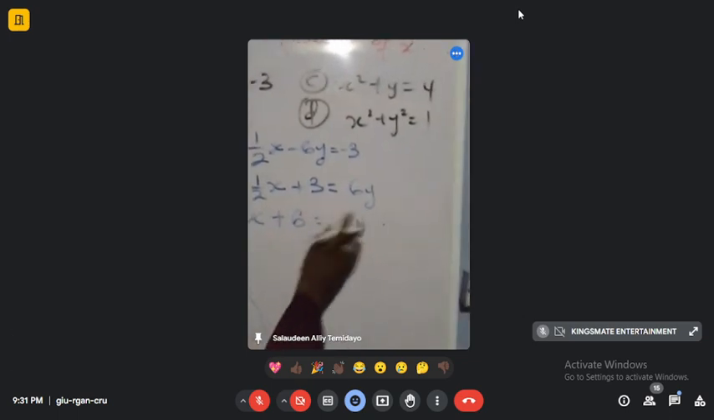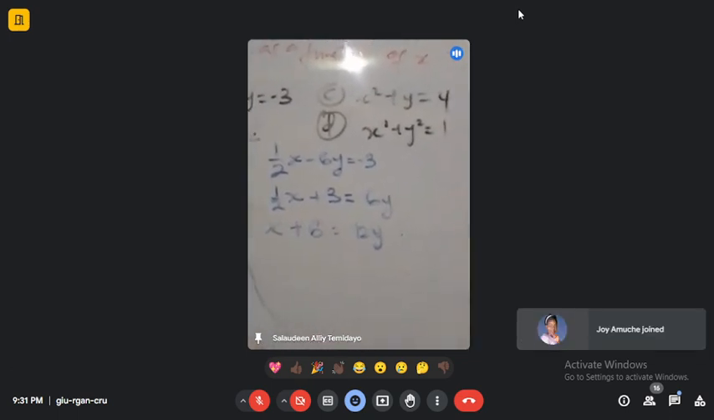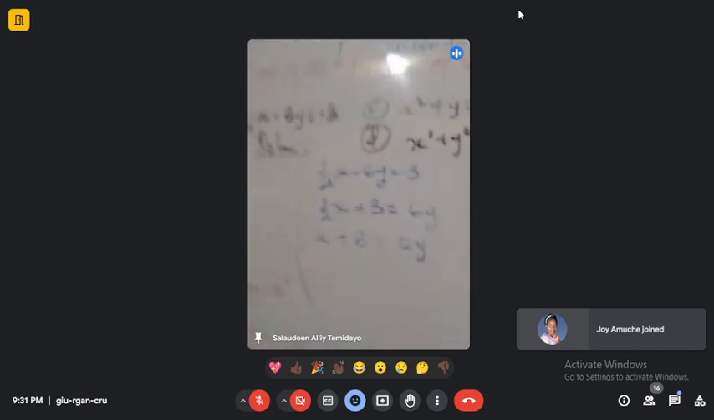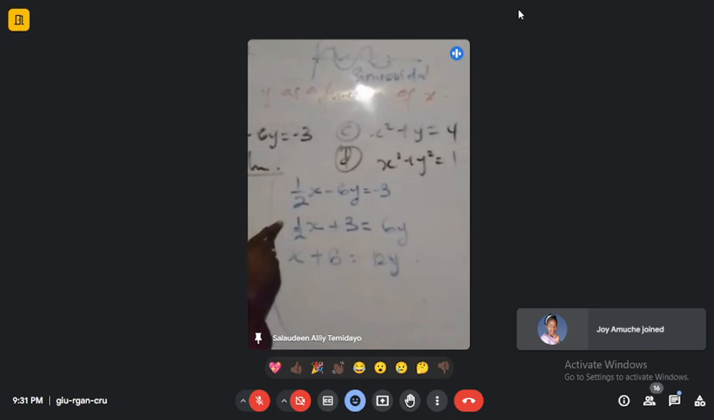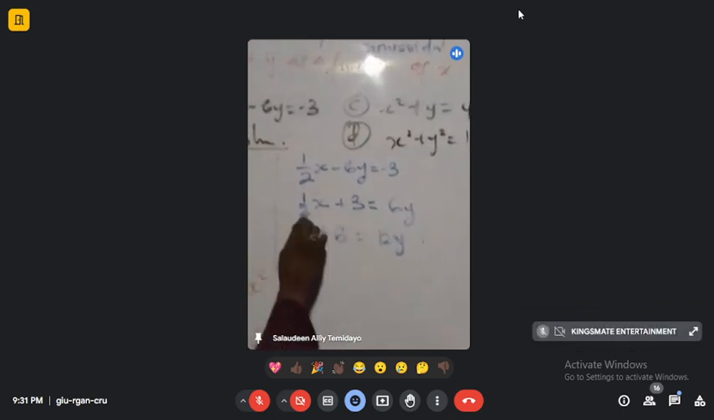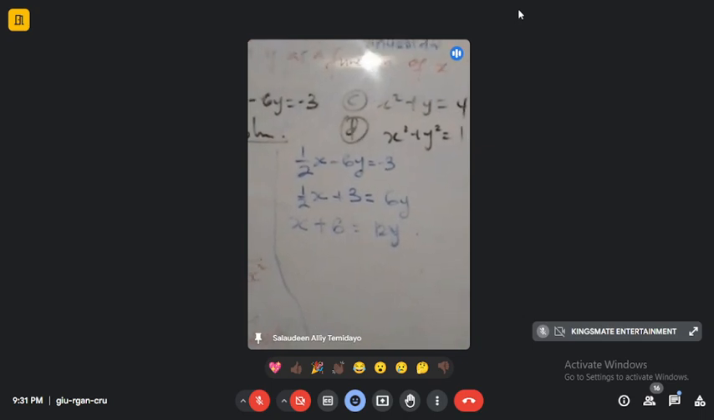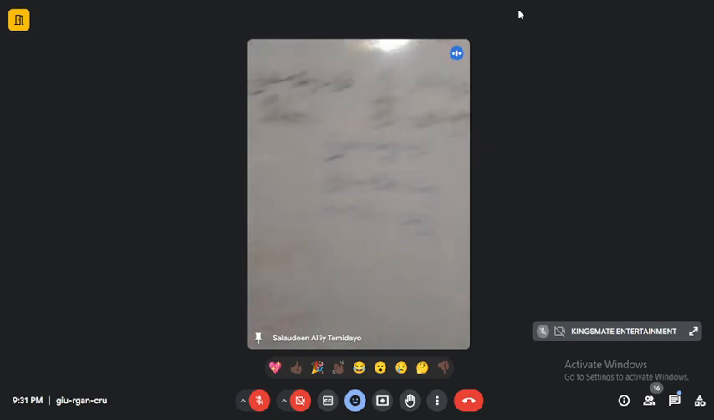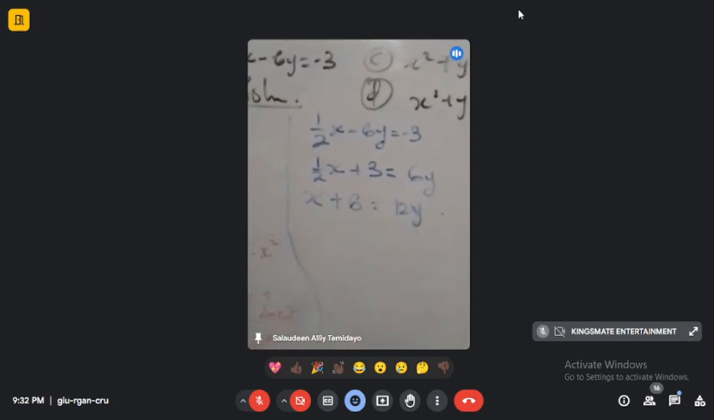So multiplying through by the LCM gives me x plus 6 equals 12y. That's multiplying through by the LCM. The LCM is 2. So multiplying through by 2: 2 times 1x over 2, the 2 cancels that 2. 2 times 3 is 6. 2 times 6y is 12y. So then I have 12y equals this.